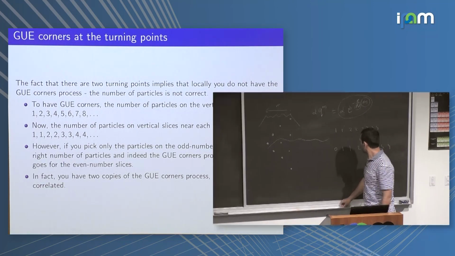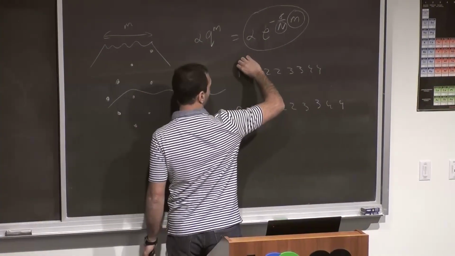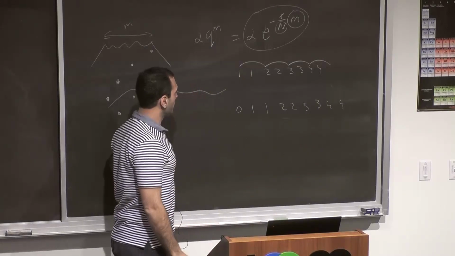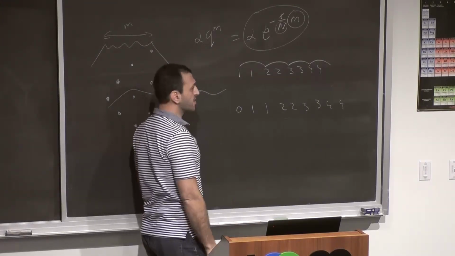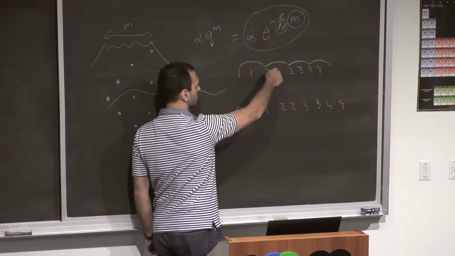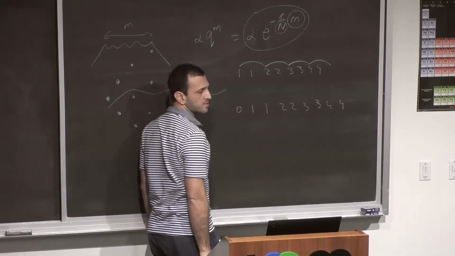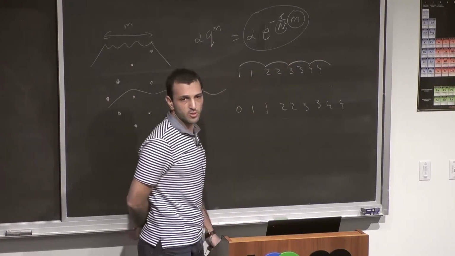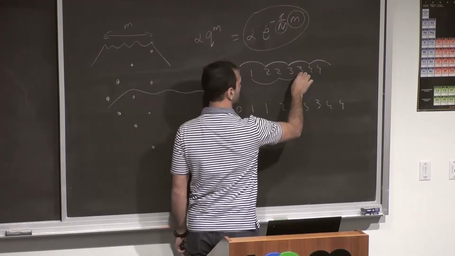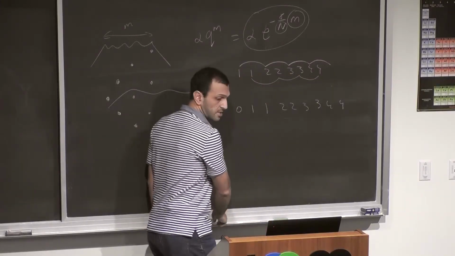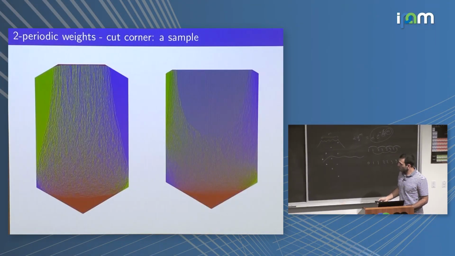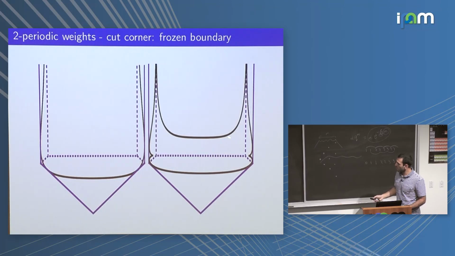So if you pick, say, all the odd slices, then you have the right number of particles. The first slice you picked has one particle, the second slice you picked has two particles, the third slice you picked has three particles, and so on. And it turns out that if you look at the distribution of those, it's still a GUE corners process. And if you look at these ones as well, it's again the GUE corners process. So what you have near these turning points is a pair of GUE corners processes which are non-trivially correlated.